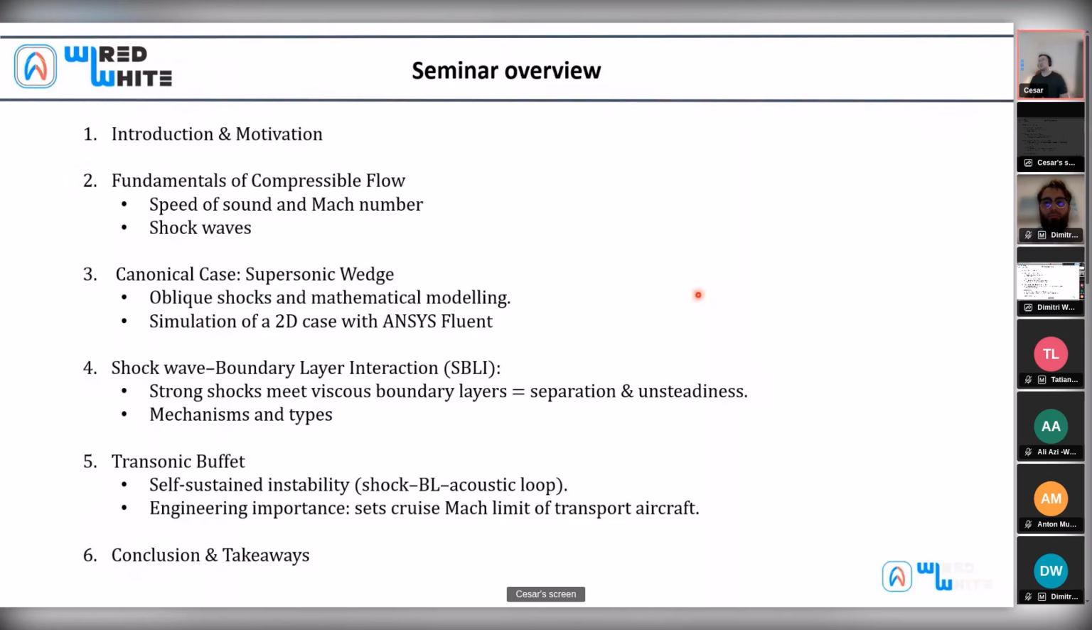Welcome everyone to this seminar. I've prepared this talk in order to give you an introduction to supersonic flows, to let you know which are its fundamentals and why they're so critical. And I hope that at the end of this talk, you have a better understanding of it.